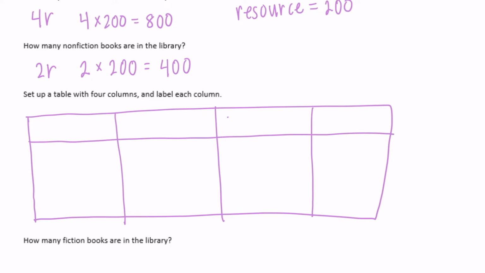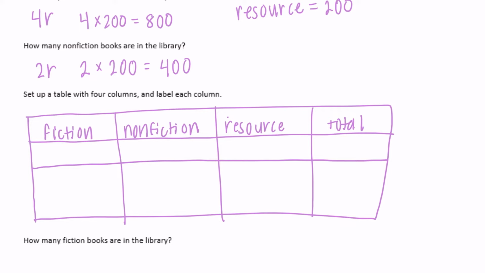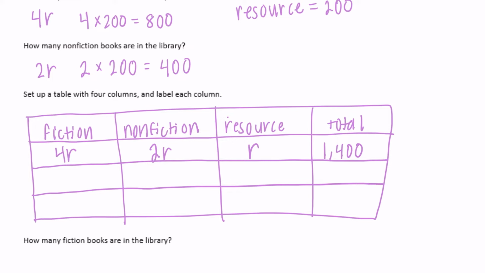So it wants us to have fiction, nonfiction, resource, and total. So then let's put our expressions in here. Fiction was 4R, nonfiction was 2R, and resource was R. Total was 1,400, which makes this 800, 400, 200. Total always stays at 1,400.